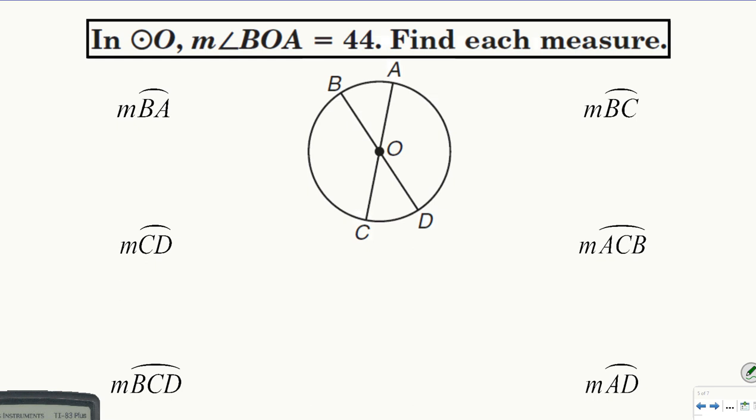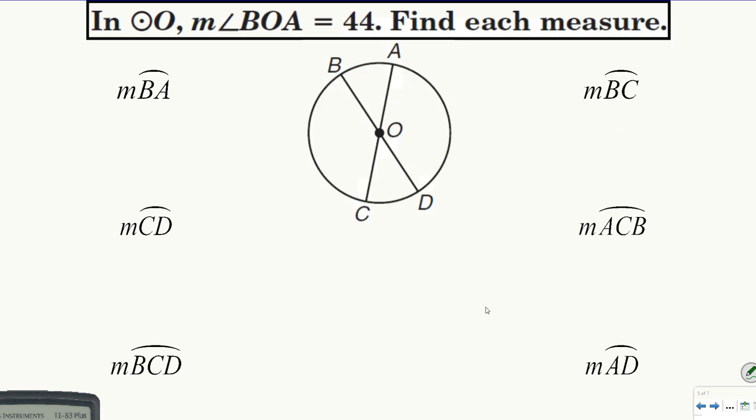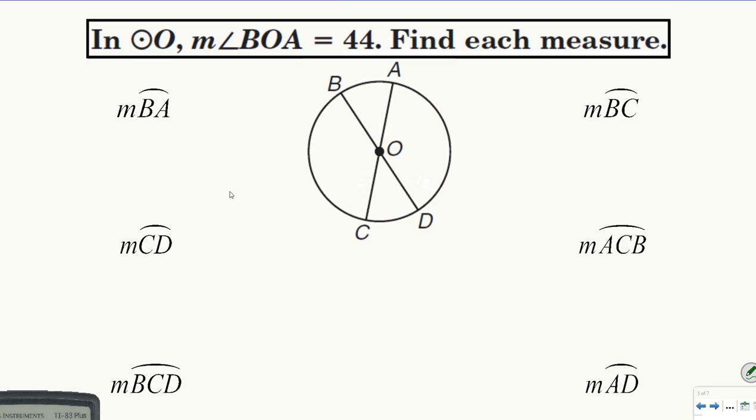Now here we're going to be finding arcs. Okay, so finding arcs. Notice all these are arcs. We have circle O here. Angle BOA is 44 degrees. BOA is a central angle. So when it is a central angle, we know that the arc that it opens up to, so notice that this angle here opens up to arc BA. The arc measure is the same as the central angle measure. So the measure of arc BA is also 44 degrees.